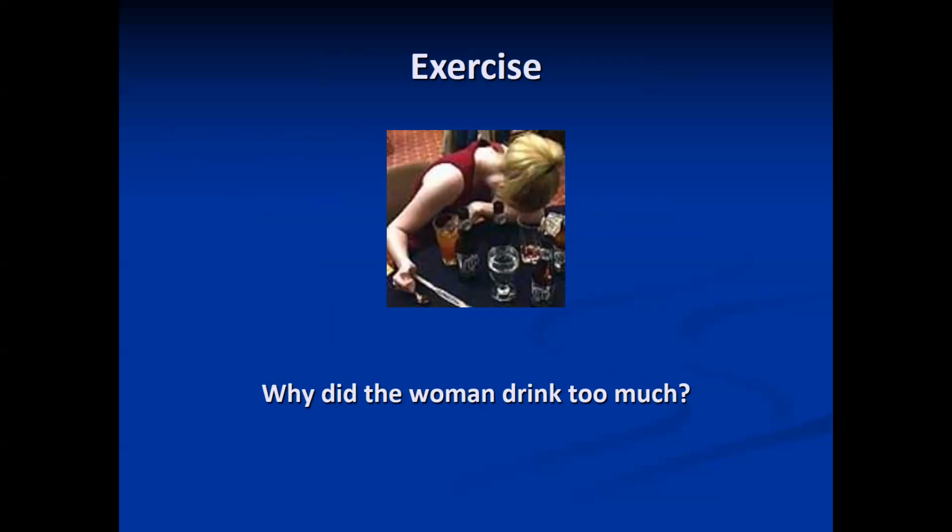Please attempt the exercise shown. Think of some reasons for why the woman drank too much. There are numerous possible reasons for why the woman drank too much. There are many possible internal dispositional causes. For example, the woman might be an alcoholic, she might be impulsive, or she might be irresponsible. Similarly, there are many possible external situational causes. For example, she may have had a difficult day, it might have been a celebration, or people might have pressurized her into drinking.